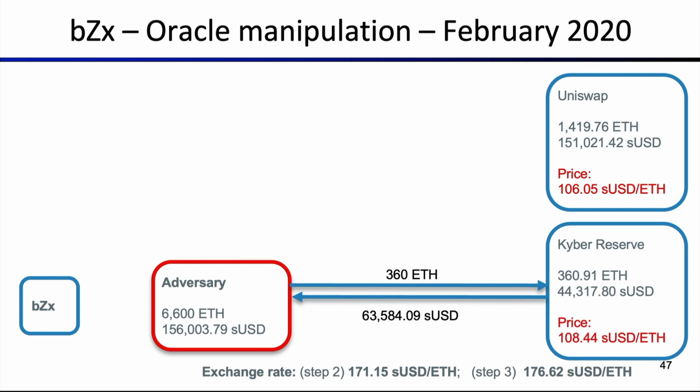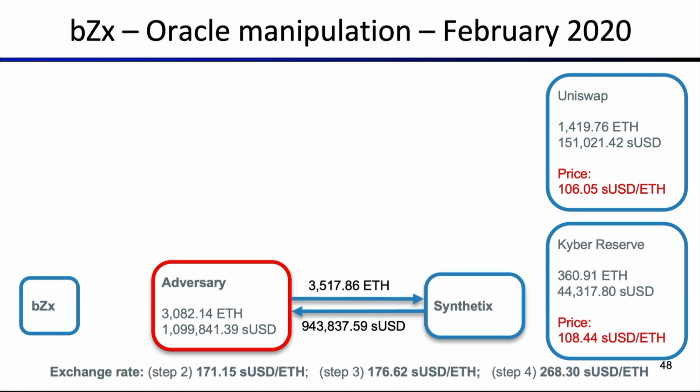So we can see here as well that the asset price was dumped quite significantly, right, to 108.44 SUSD per ether. So now we know, okay, in this atomic transaction, given the flash loan, the adversary dumped the price of SUSD on the Uniswap and on the Kyber reserve market. So now, what the adversary does is the adversary would like to mint SUSD. And the thing is, the adversary still has quite some ether available.